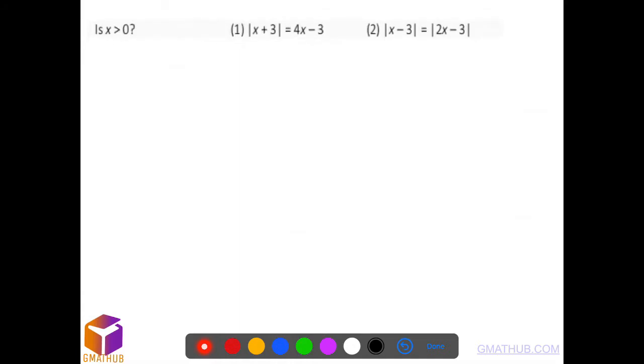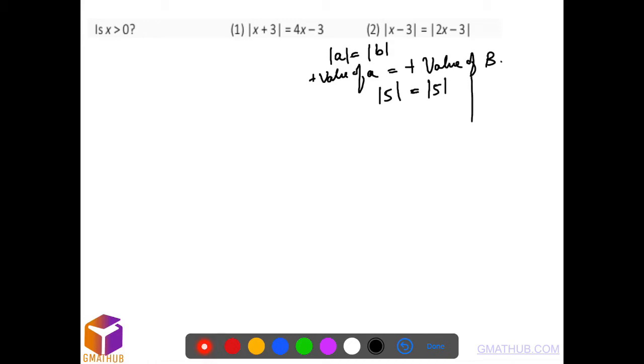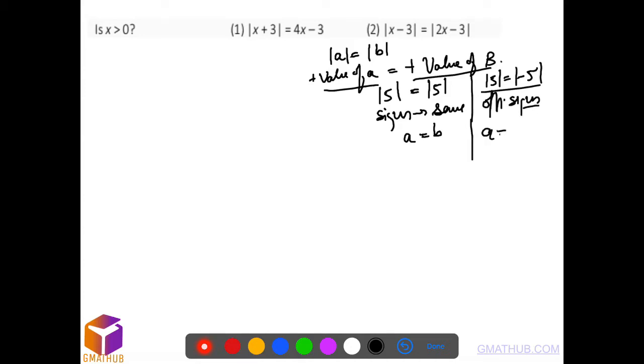Now if we have mod of A equal to mod of B, so mod means value, okay, positive value of A is equal to positive value of B. That's what it means. So it could be mod of 5 equal to mod of 5. It could be mod of 5 equal to mod of minus 5. Okay, value wise they're equal. In terms of signs, they might be the same, which is A is equal to B. In terms of signs, they could be opposite signs, like A is equal to minus B.